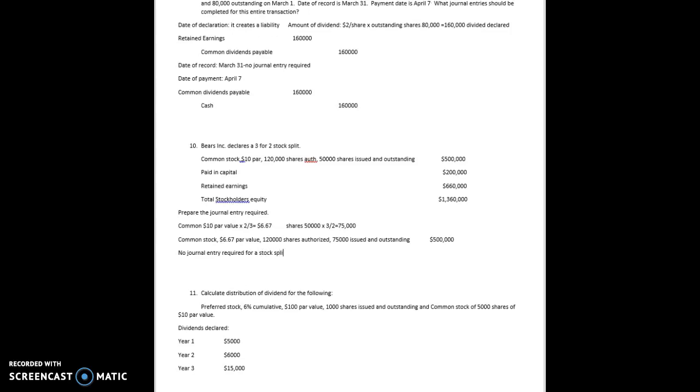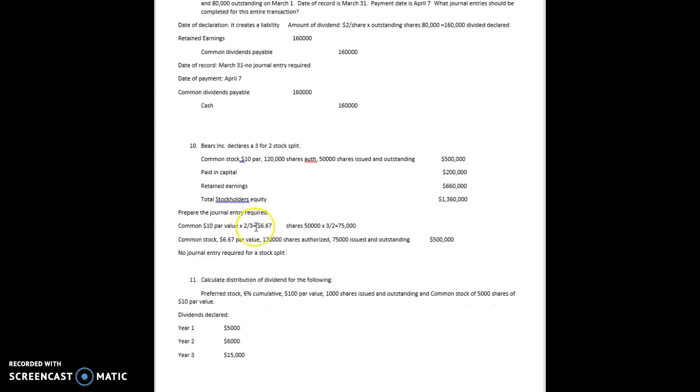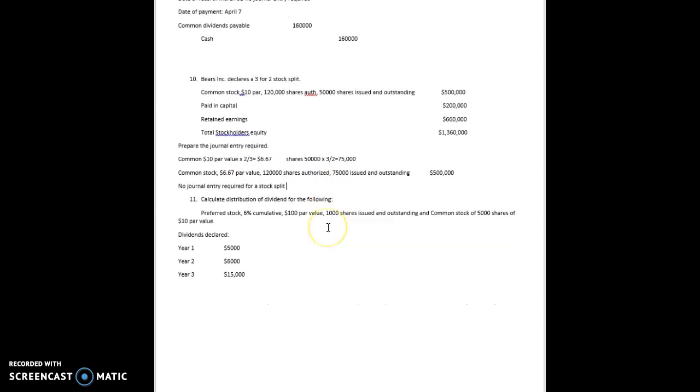A stock split changes the value of each share of stock, and it decreases the par value, but it increases the number of shares that you own. But there's no journal entry that needs to be done for that entry. All right, let's look at number 11.